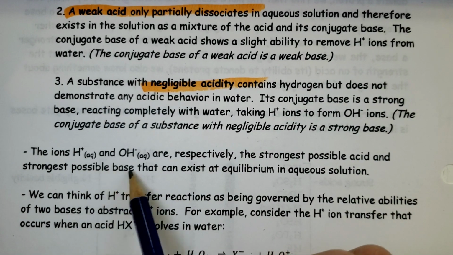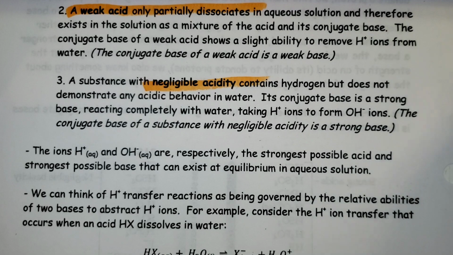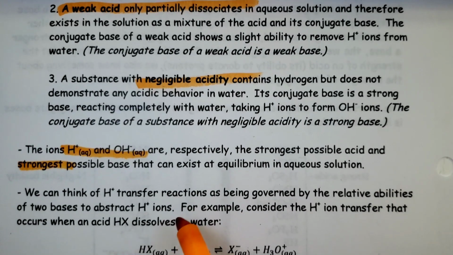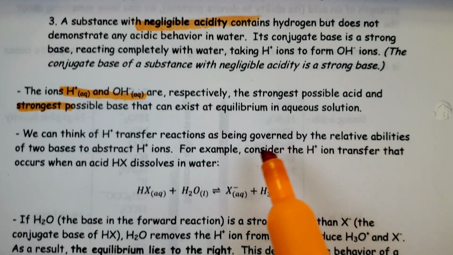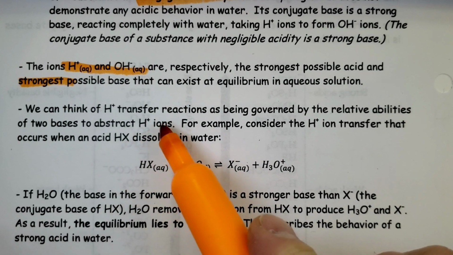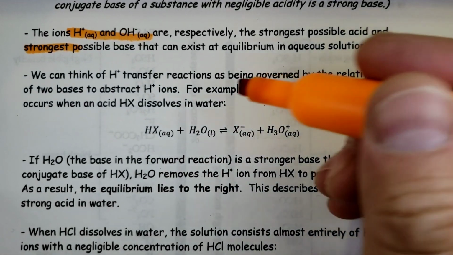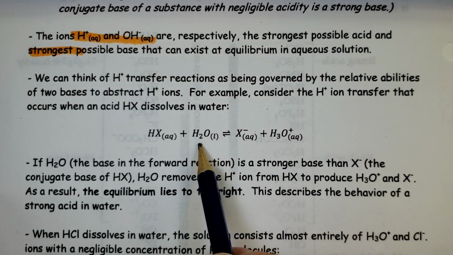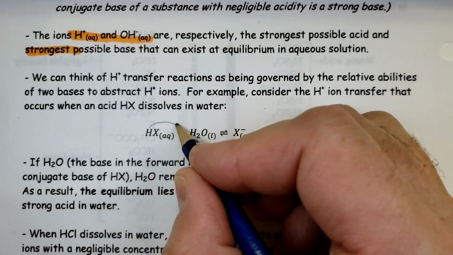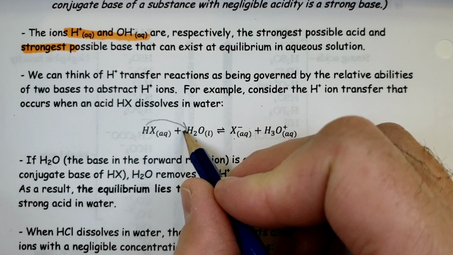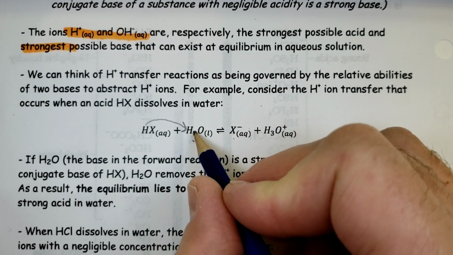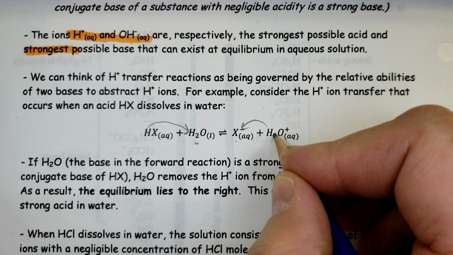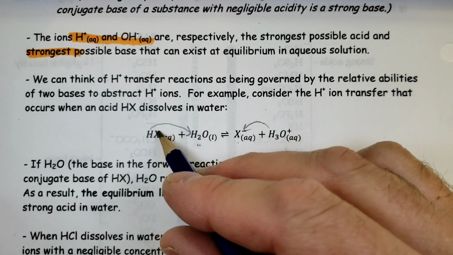The ions H plus and OH minus are respectively the strongest possible acids and strongest possible bases that exist in an aqueous solution. You can think of H plus transfer reactions as being governed by the relative abilities of the two bases to take those H plus ions. For example, consider the H plus ion transfer that occurs between HX and H2O. HX gives up its H and is left with X minus. The H2O becomes H3O plus. Vice versa, the hydronium ion gives up its H to X minus to become HX.